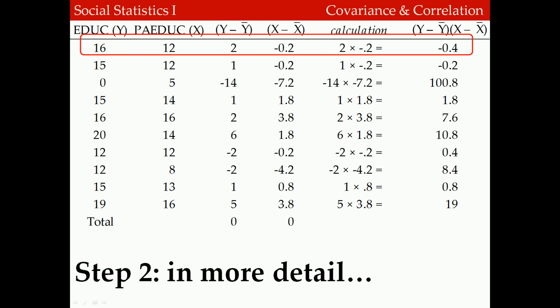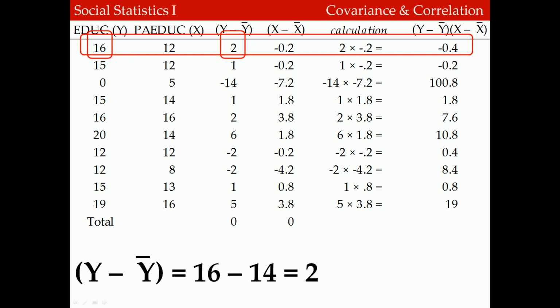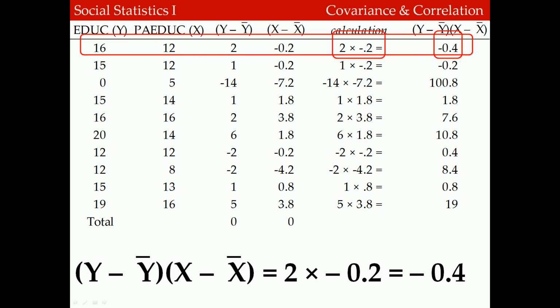So, for the first person, that person had 16 years of education. Recall that the mean education was 14 years, so that person had a deviation of 2 years. That person also had a father who had 12 years of education. And recall that the father's education had an average of 12.2 years. And so when we take 12 and subtract the average, we get negative 0.2. Then what we do is we multiply those deviations by each other. So we'll take the 2 and multiply it by the negative 0.2, and we get a value of negative 0.4. We do that for all 10 cases.